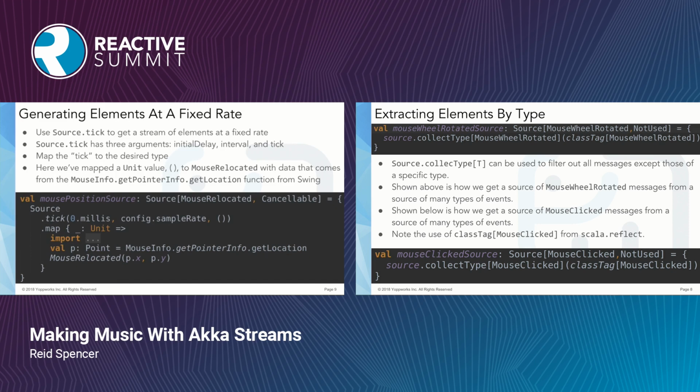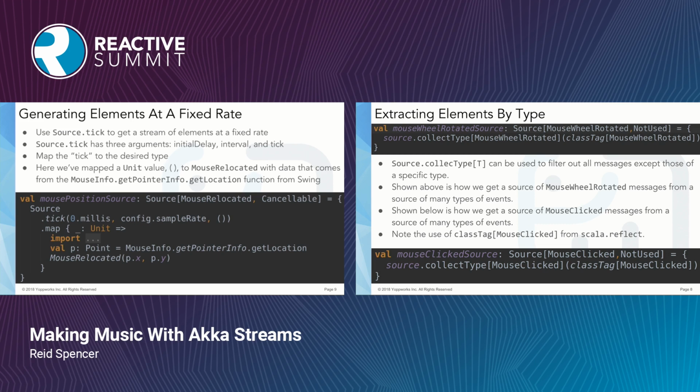Next up is generating elements at a fixed rate. So the mouse controls the pitch and the volume. But mouses are notorious for generating huge numbers of events very quickly, which can be CPU intensive. And so I thought, both for demonstration purposes and to control the amount of CPU used, that what I would do is collect that information at a fixed rate. So here I'm saying source.tick. I'm telling it to send an event at a regular rate. That's what tick does.